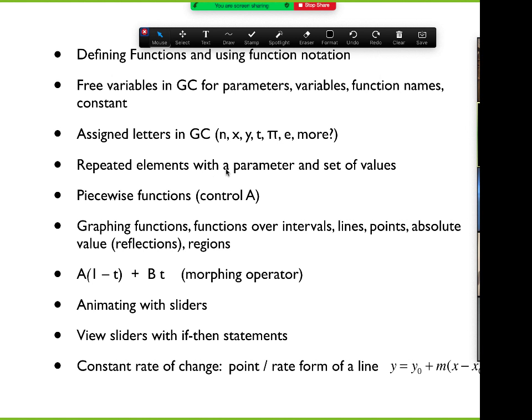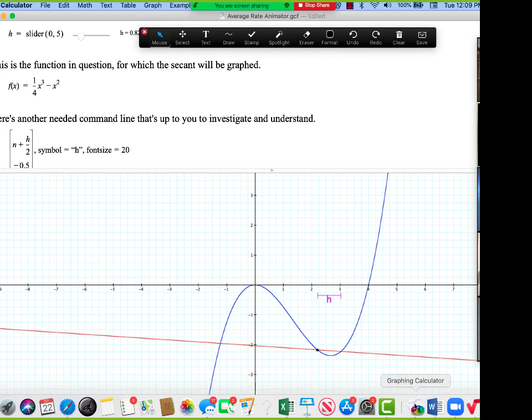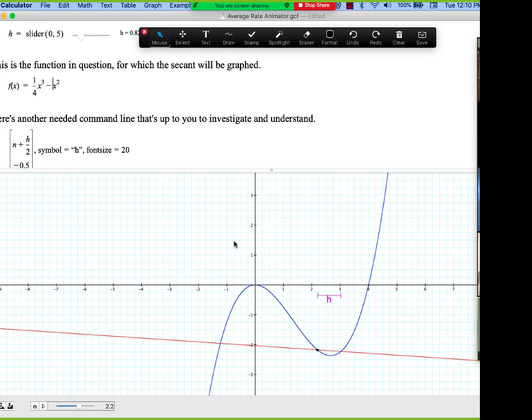Okay, so let's talk about repeated elements. I'm going to open up a new GC file here. Are you recording this? I am. All right.